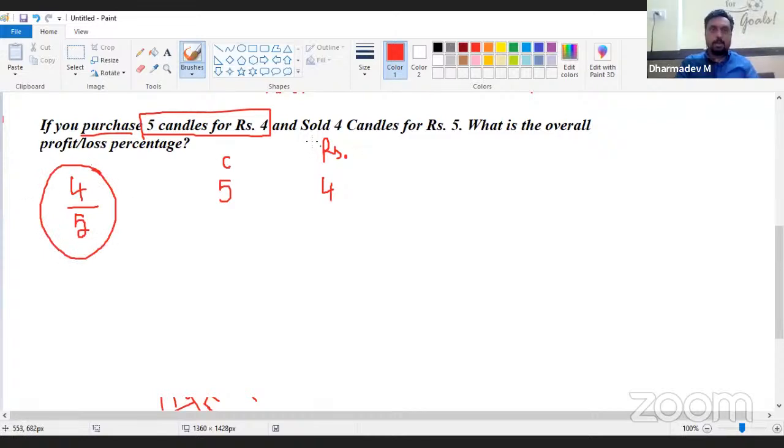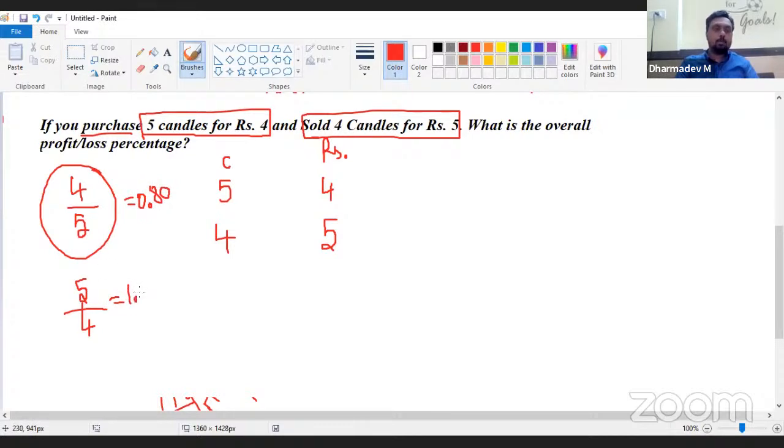Yes, that's good. Next one, sold 4 candles for ₹5. So selling 4 candles for the price of 5. Now 4 candles cost 5. So 0.80 rupees for 1 candle is my purchase, and I'm selling it for 1.25 rupees per candle. So is it a profit or loss for me?